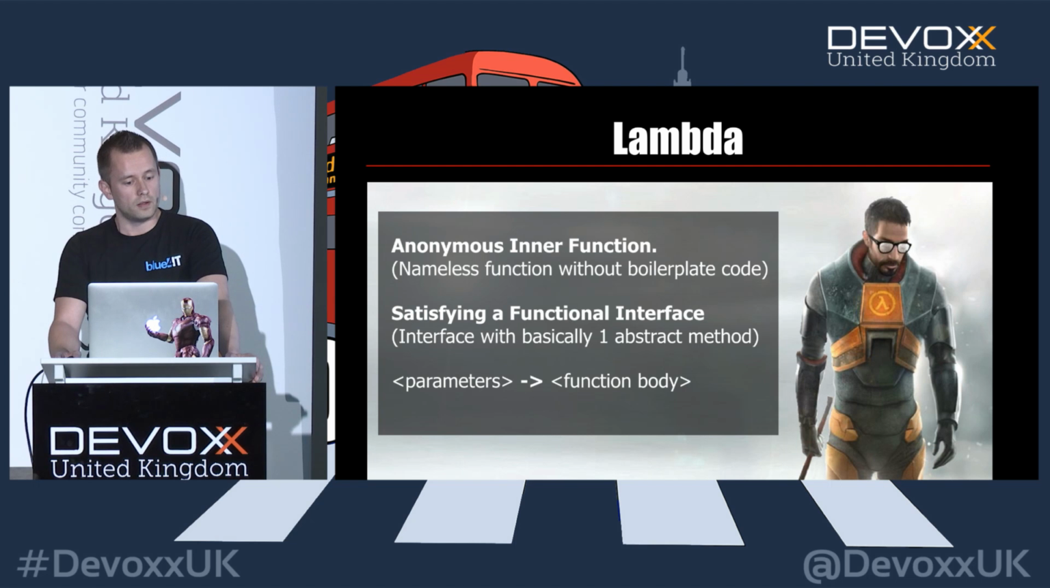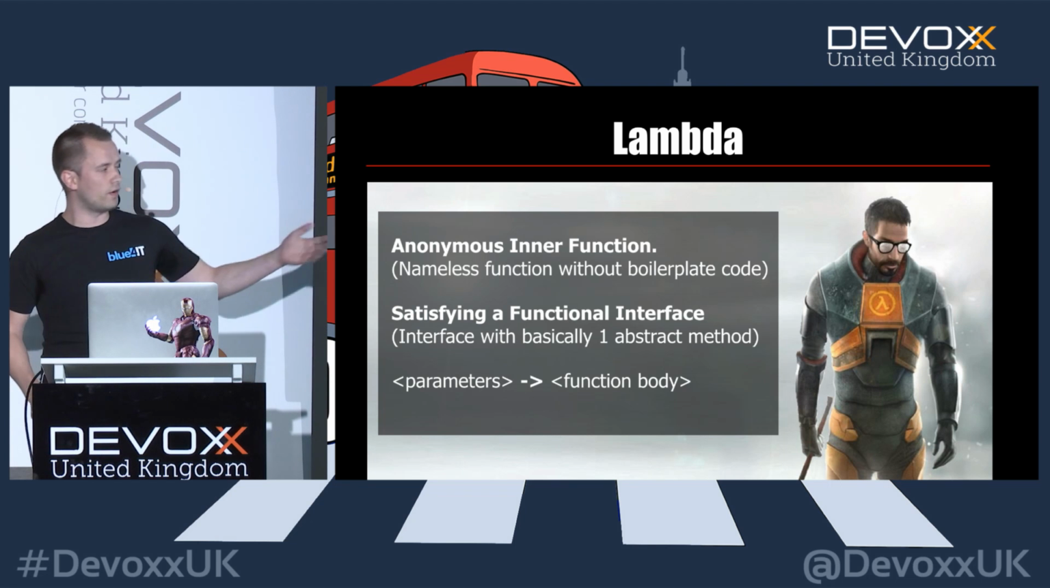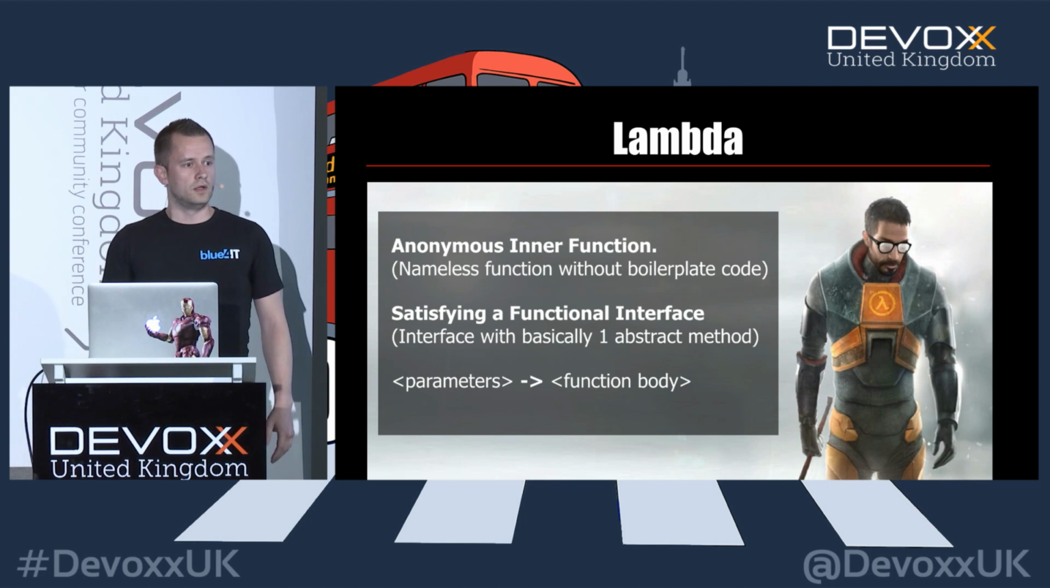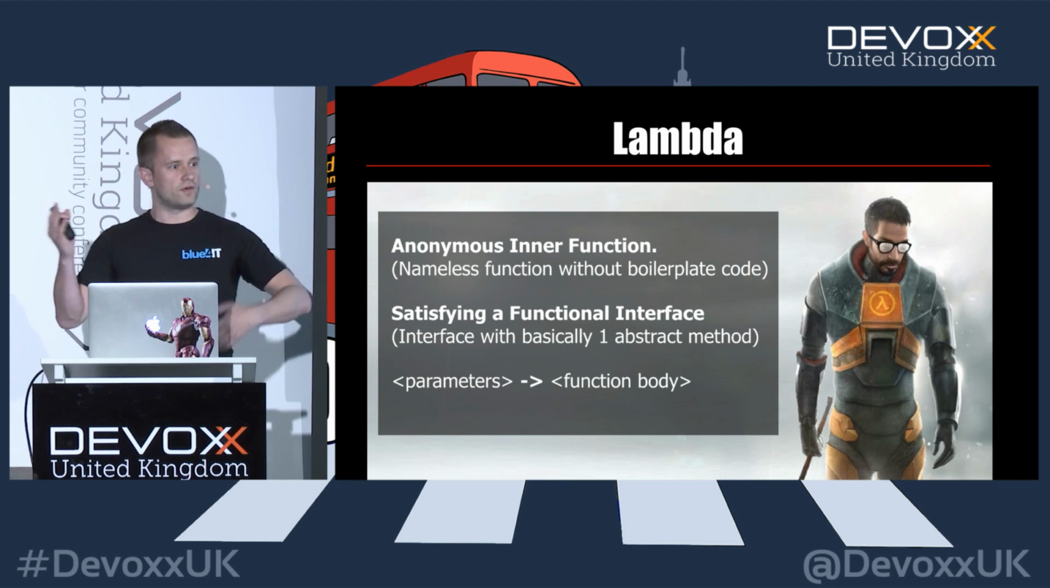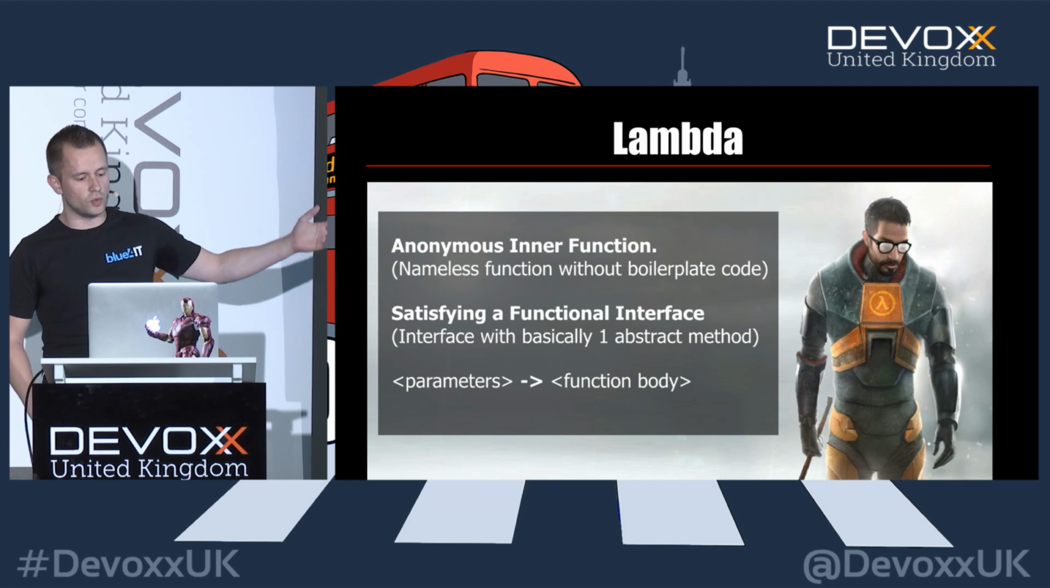Sounds pretty straightforward, right? So how do you write a lambda? Well, you see it on the bottom line. Basically, you write the input parameters, an arrow, and then we have a function body. So no public static whatever on it, just the easy way to go.